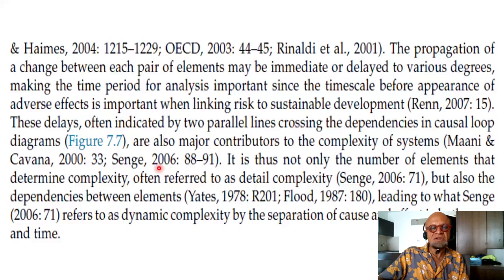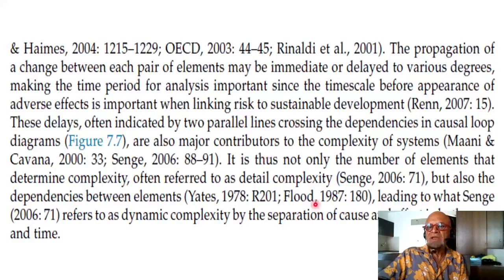So we'll see this book's version of the causal loop in the next slide. So the delays are also major contributors to the complexity of systems. So something may happen and you may not even be aware that it happened, but you may not be aware that its effect is going to come to you with a delay.